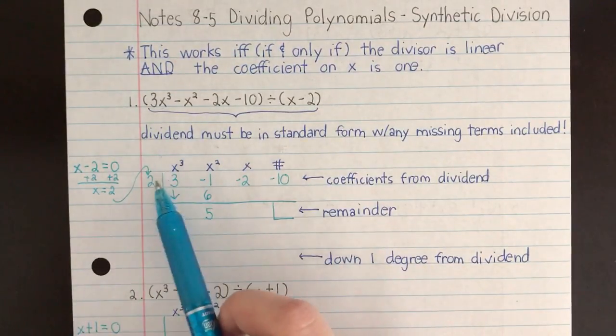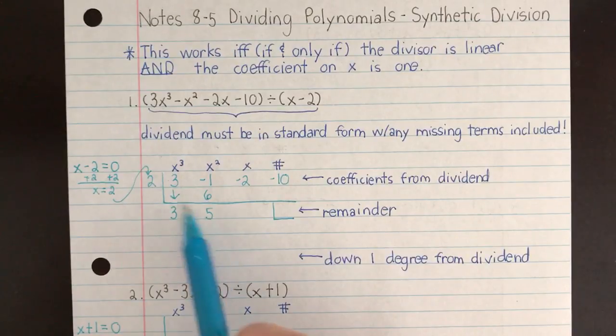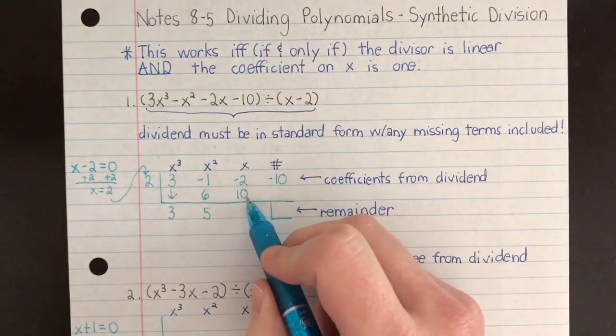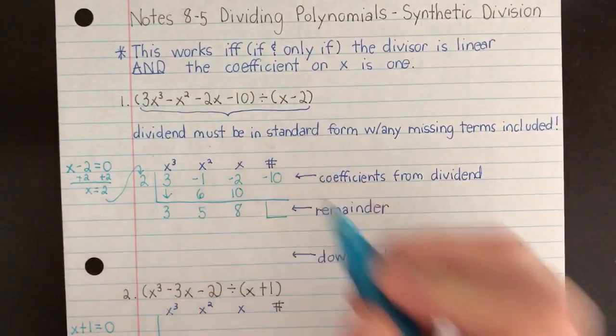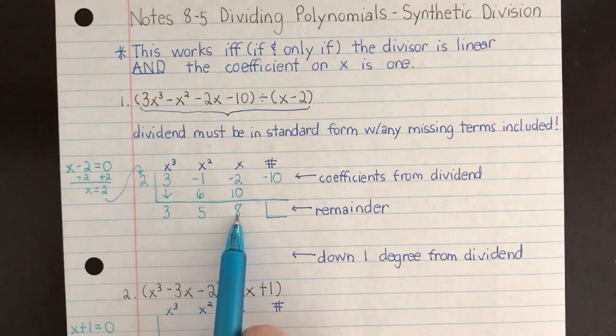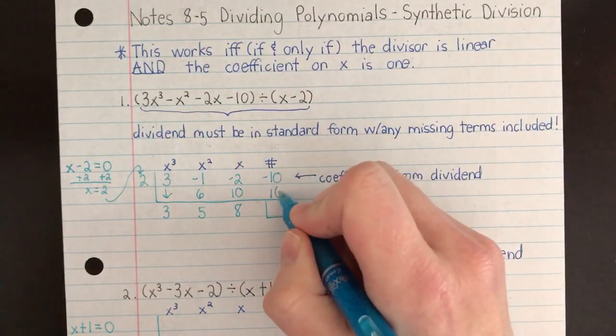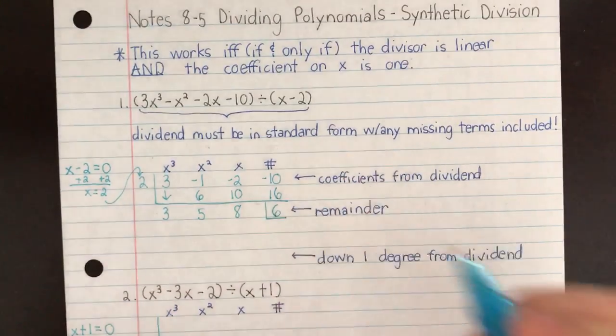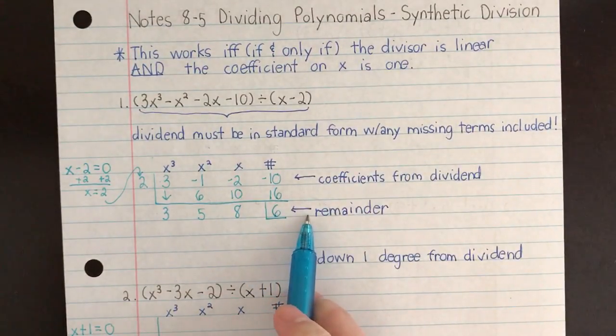And then same process all over again. 2 times 5 is 10. That's what goes here. -2 plus 10 is 8. Same process all over again. 2 times 8 is 16. -10 plus 16 is 6. So this is going to be our remainder.